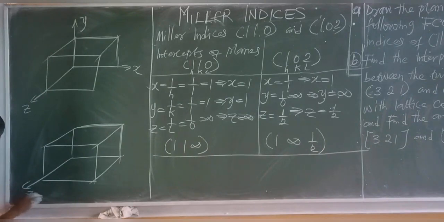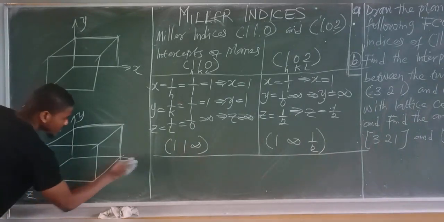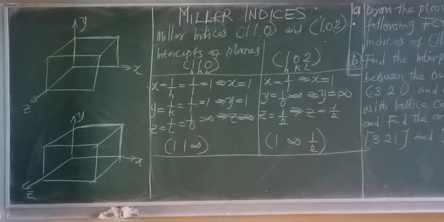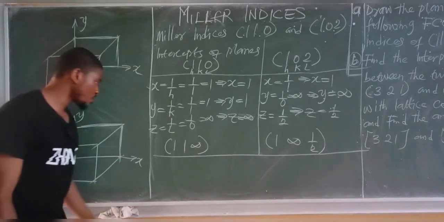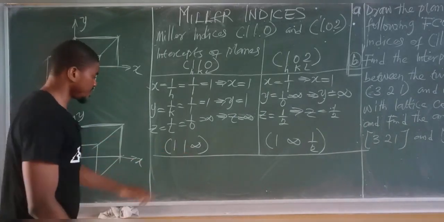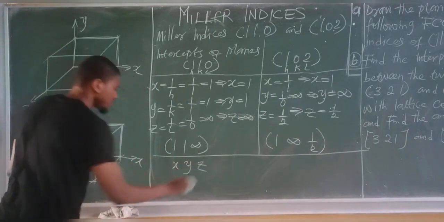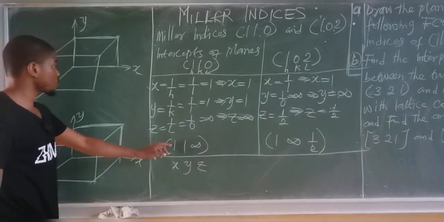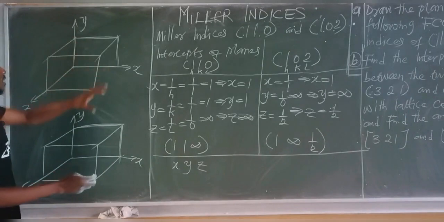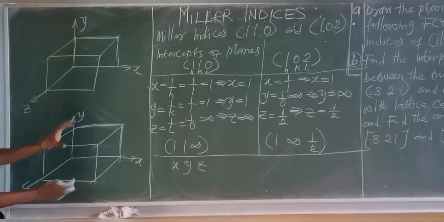So this is my z-intercept, this is my y-intercept, and this is my x-intercept. For the first plane, we are to plot 1, 1, infinity. So this is my x-intercept, this is my y-intercept, and this is my z-intercept. The x-intercept is at 1. Remember, this is all a unit cell, so their distances apart are equal, and they are all 1 apart.